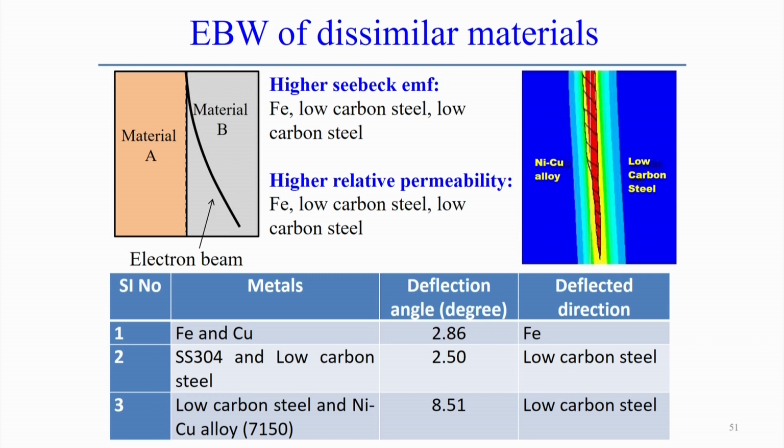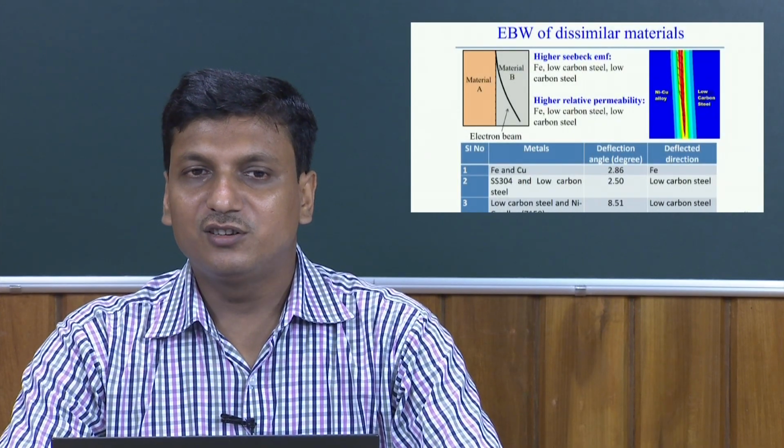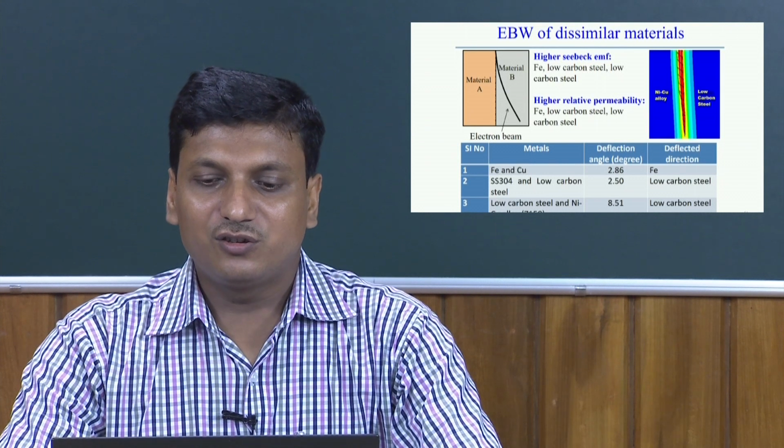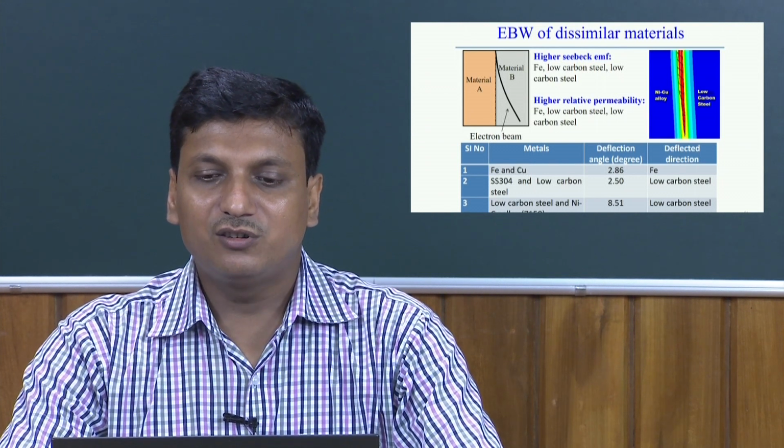Third is the low carbon steel and the nickel copper alloy. In this case we estimated the deflection angle is very high, around 8.5 degrees as compared to the other combinations of materials. But in this case also the beam will be deflected towards the low carbon steel. So, material A should be the nickel copper alloy and material B should be the low carbon steel.